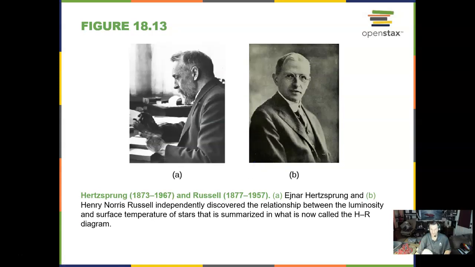But these two men were giants in astronomy. Hertzsprung and Henry Norris Russell independently discovered the relationship between luminosity and surface temperature of stars, or color, brightness, magnitude. This is summarized in the most important diagram that I can identify in astronomy, and that is the H.R. diagram, the Hertzsprung-Russell diagram.